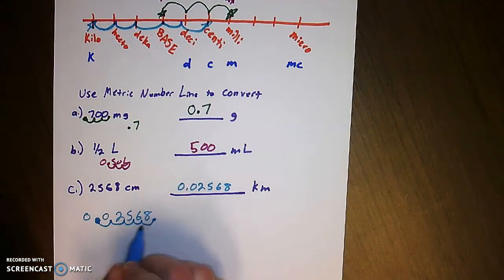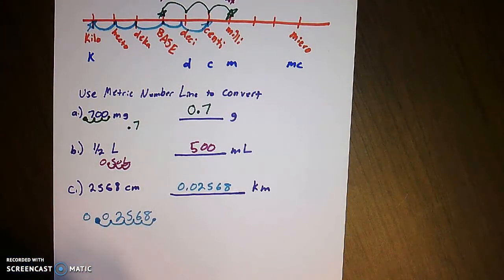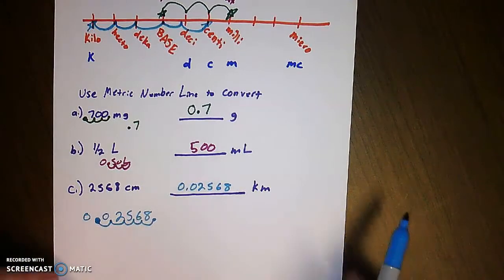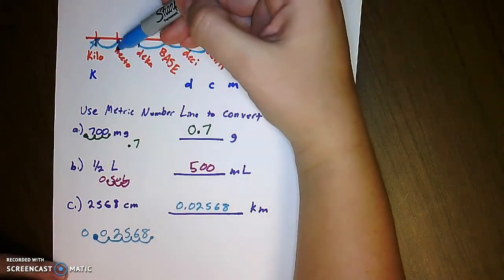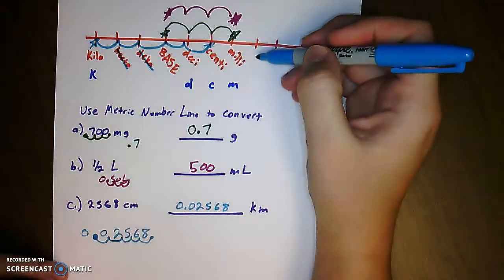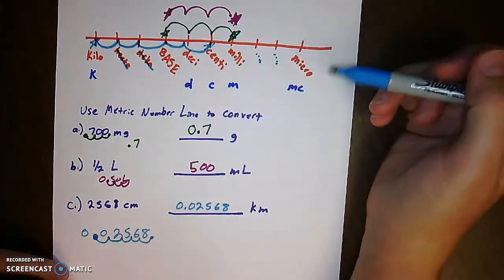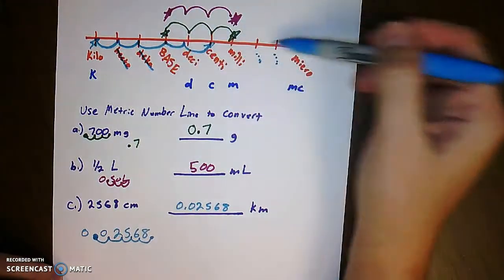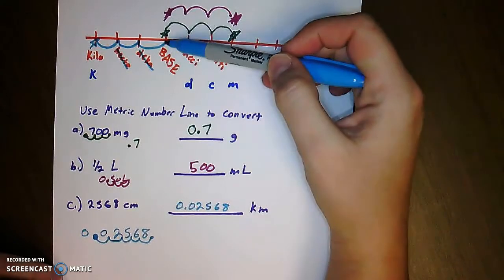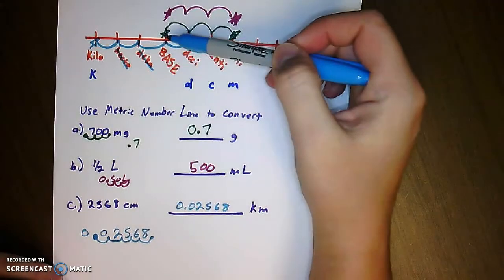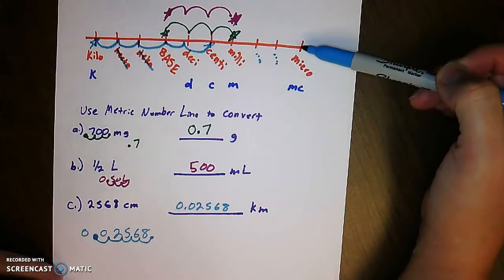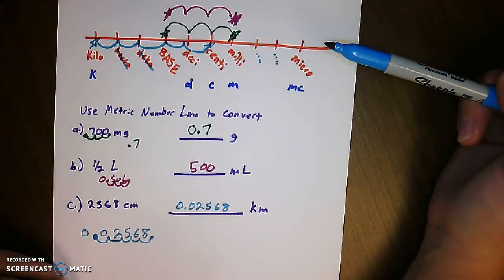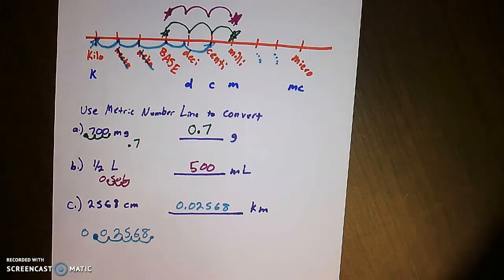But it's that kind of decimal movement that we're looking at. So keep in mind, when you're looking at this metric number line, just because the healthcare field doesn't like to use the hecto and deca or these little ones in here, you still have to count them as you're moving that decimal. Okay, so if we were going from a gram to microgram, we would have to move 1, 2, 3, 4, 5, 6 places with our decimal. Okay, they still exist even if they don't use them.